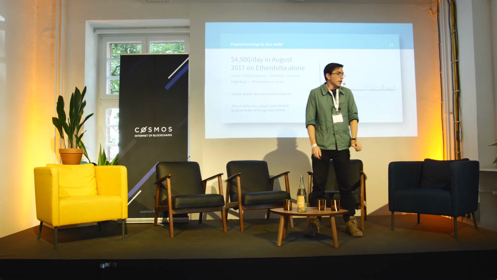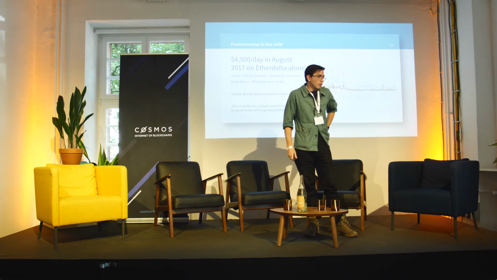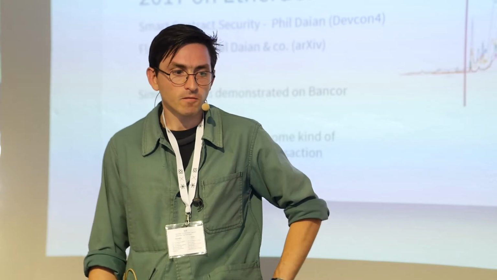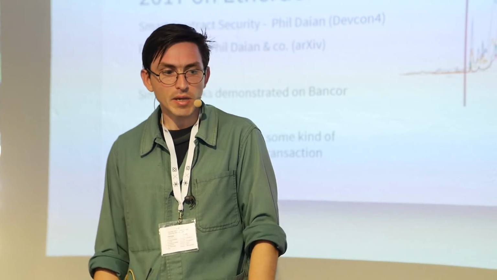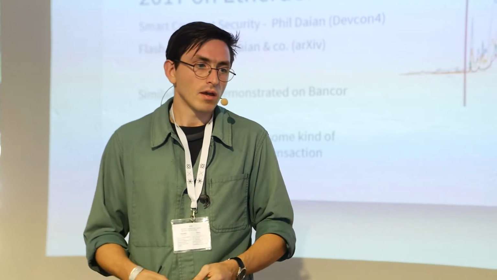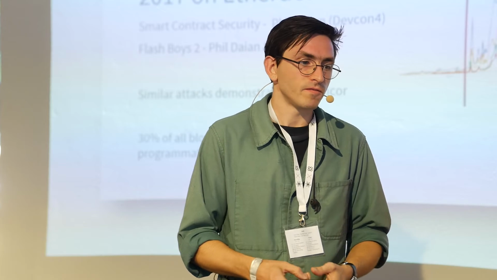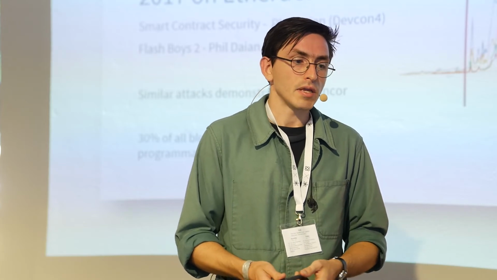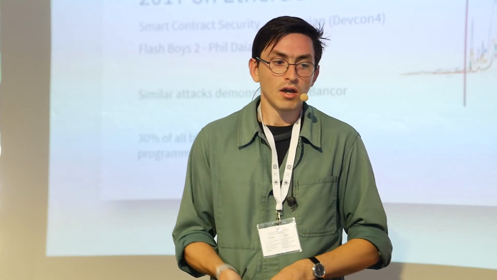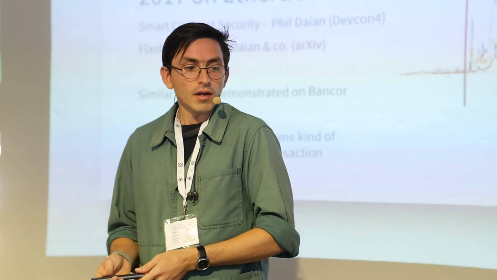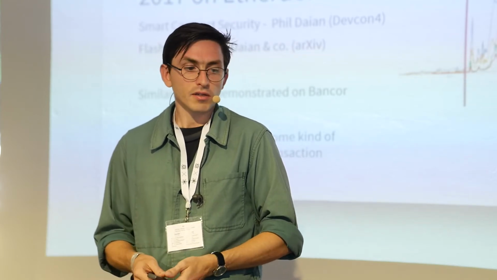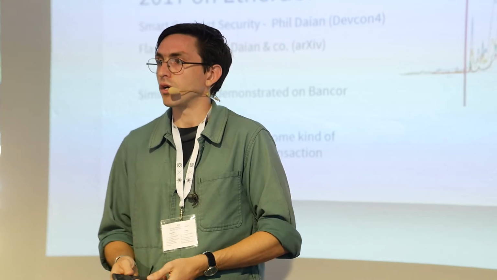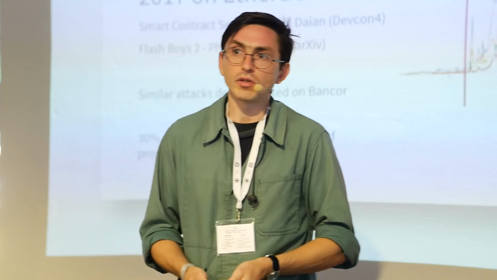So this stuff isn't all theoretical. This is happening in the wild. There's been a lot of writing from Phil Daian and a lot of his colleagues. There was a great presentation at DevCon 4 called Smart Contract Security, where this image and some of this data came from, as well as a paper they wrote recently called Flash Boys 2. From that paper, they estimated that $4,500 a day was being made in August 2017 on EtherDelta alone. Similar attacks have been demonstrated on Bancor, and they estimate that 30% of all blocks contain some kind of programmatic arbitrage. So this is rampant, it's happening all the time, and it's only increasing.